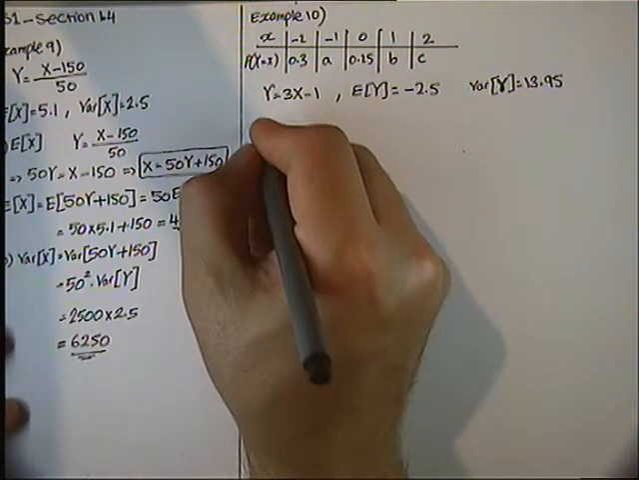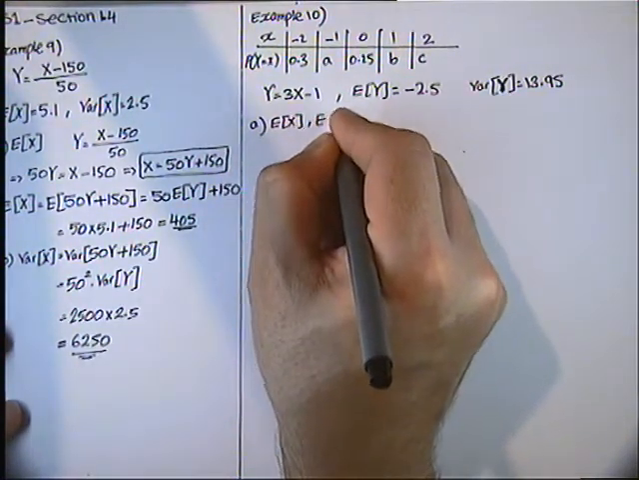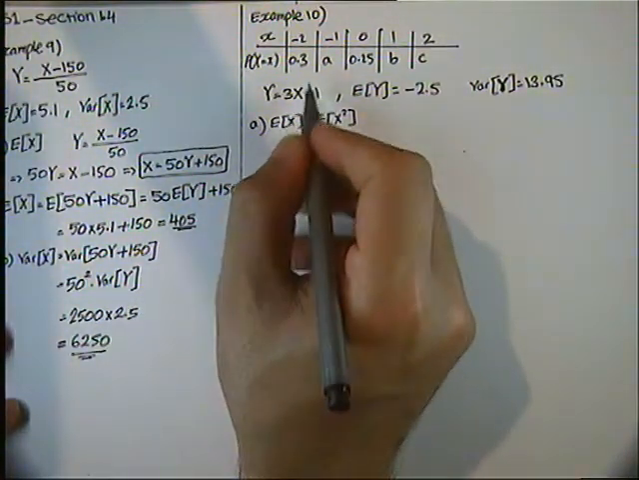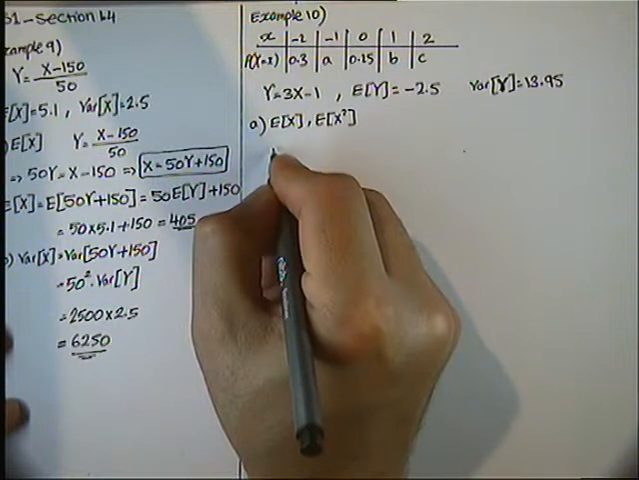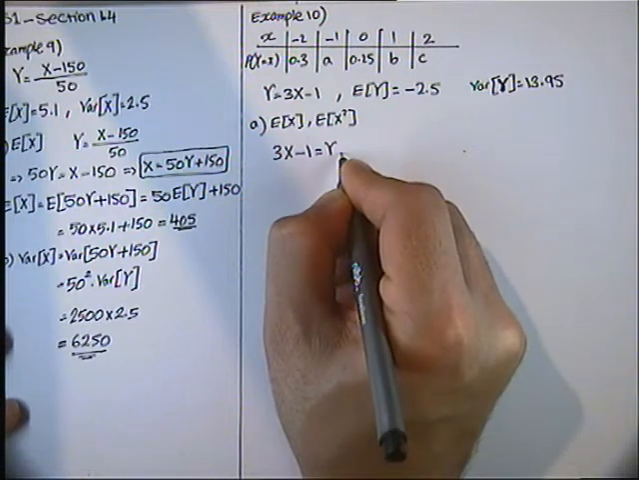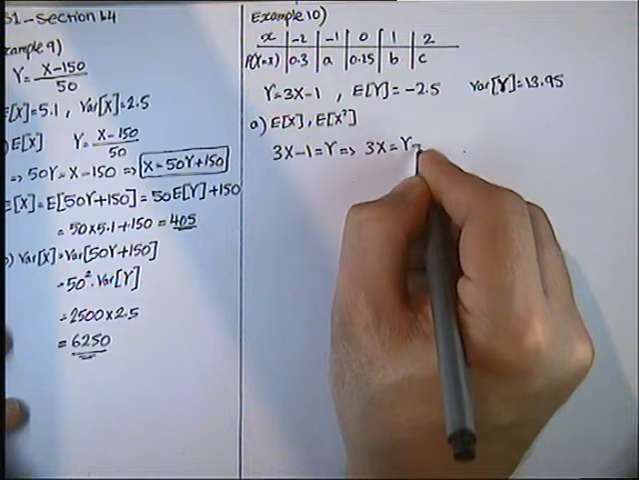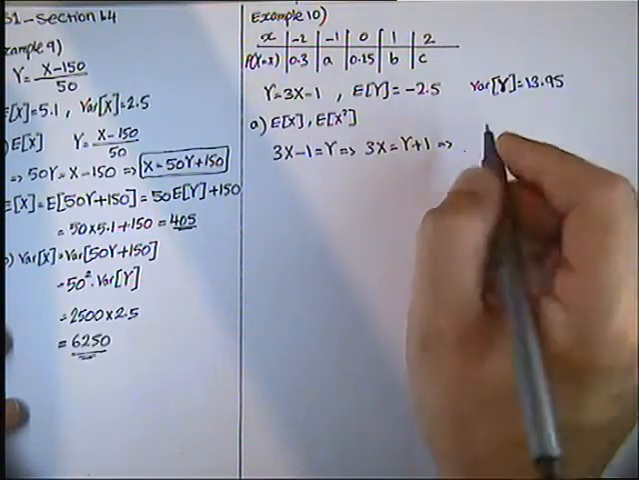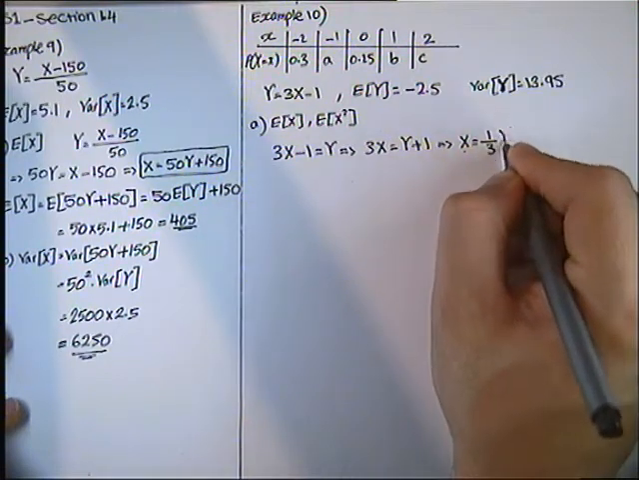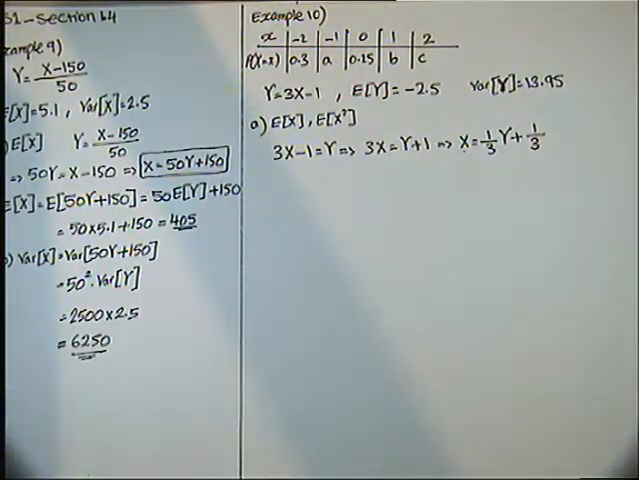Okay, so A, find E of x and E of x squared. To find E of x, all we need to do is rearrange this equation for x first. Okay, so you get 3x minus 1 is equal to y, and 3x equals y plus 1, and finally x is equal to 1/3 y plus 1 over 3.